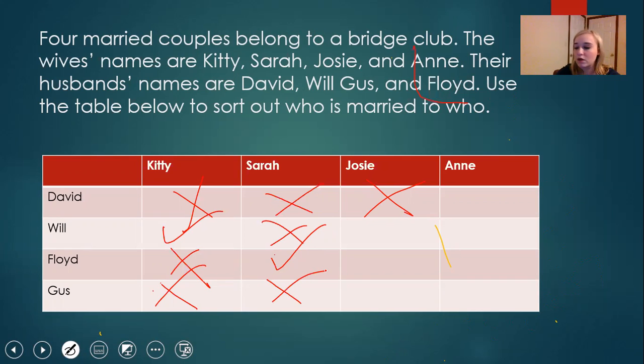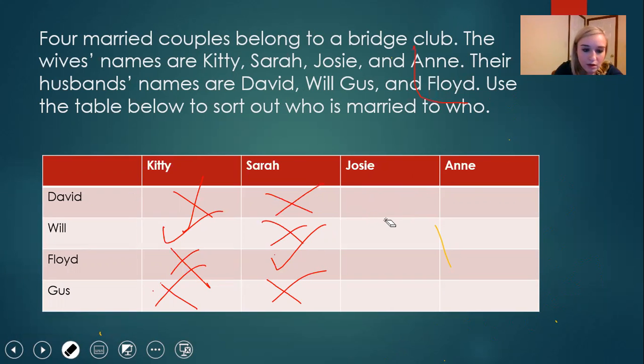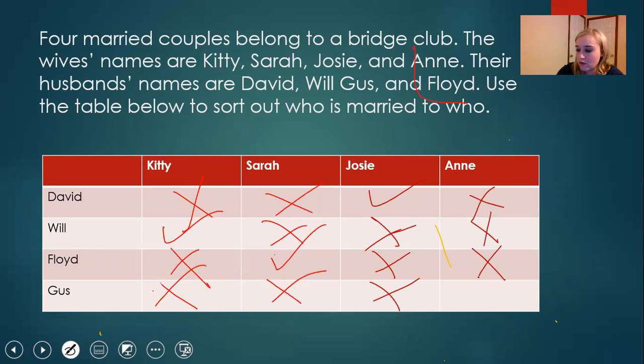And I just realized that I need to put this here. Okay. So we know that Kitty is married to Will, and that Floyd is Josie's brother. So this is how it all works out. It's a little confusing, but it just takes some sitting down and figuring it out.